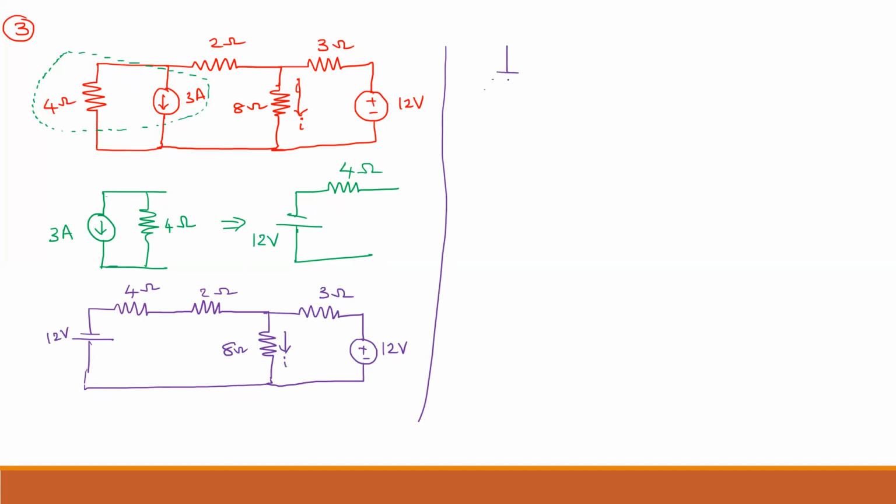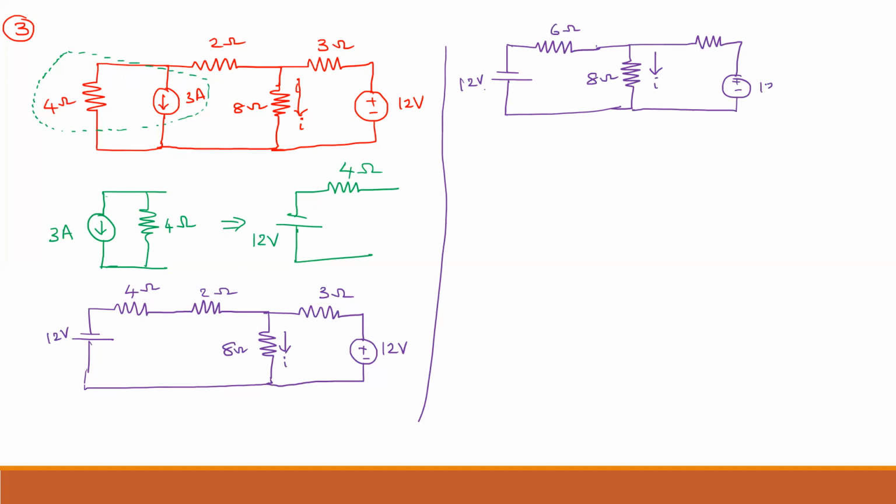And one more side, if you look at this side, I have a voltage source and this is 6 ohms and the voltage source value is 12 volt, resistance is 8 ohm, whose current is I. This is 12 volt and this is 3 ohms. Now, again, is any circuit simplification possible? Is any source conversion possible?